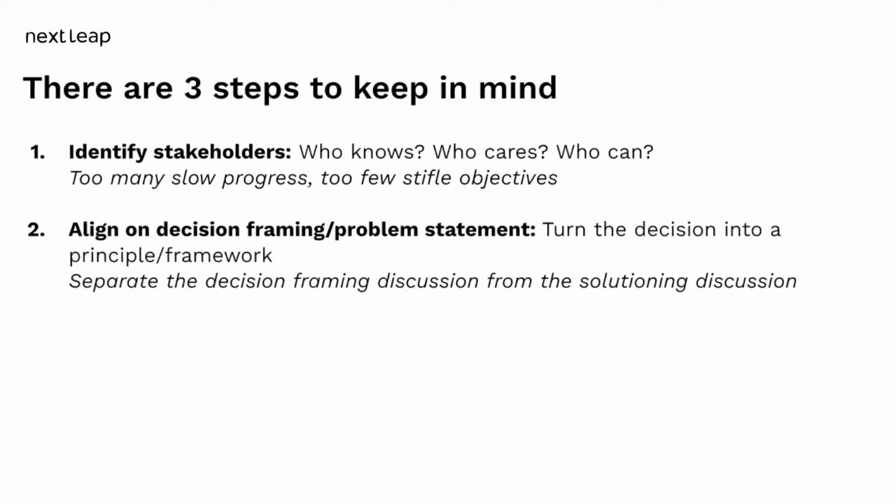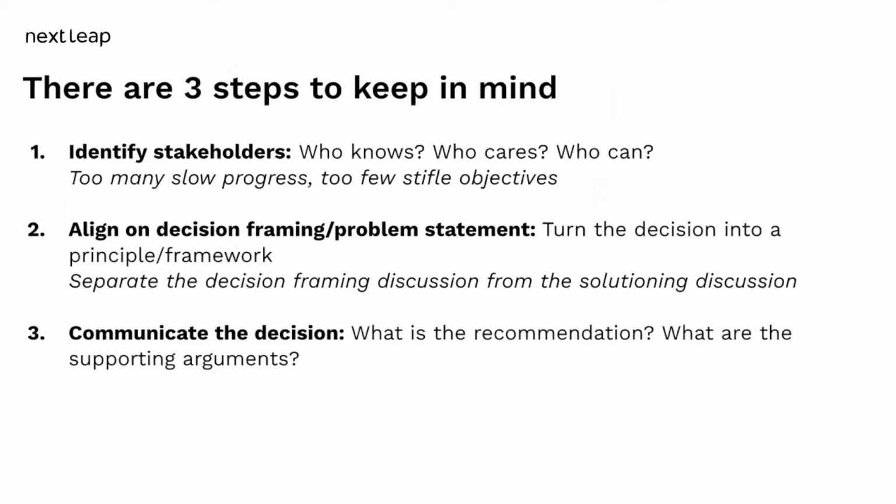Second is aligning on the decision framing and the problem statement. Turn the decision into a principle or a framework, which we've already discussed. And finally, communicating the decision using what we will talk about, the Minto Pyramid. So first one, let's go into how you go about identifying your stakeholders.